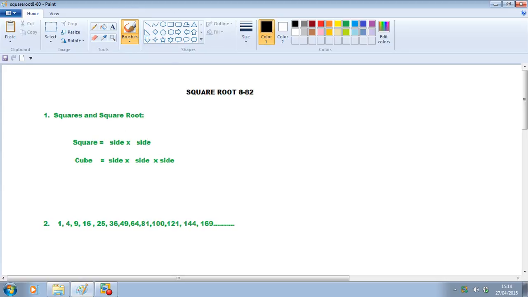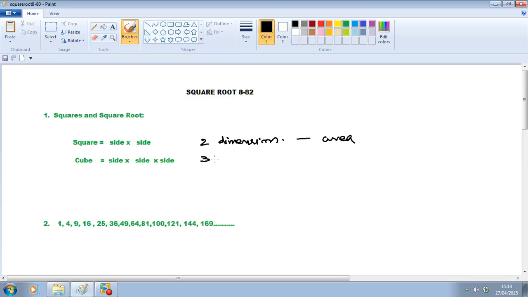Square means side multiplied by side. Cube means side multiplied by side multiplied by side. A square is two dimensional. Area is two dimensional, so we call it area.